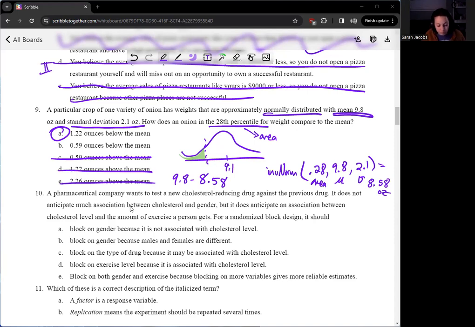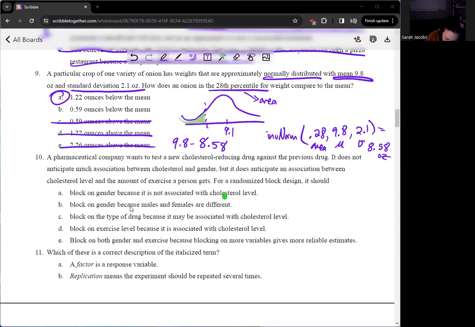Okay. Last but not least, well, for this chunk. Number 10. A pharmaceutical company wants to test a new cholesterol-reducing drug against the previous drug. New drug against the previous drug. If there is an existing standard of care, you test a new drug against that, not against placebo. You don't want to stop treating people. That's not nice. It does not anticipate much association between cholesterol and gender.